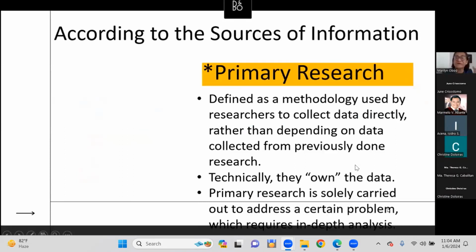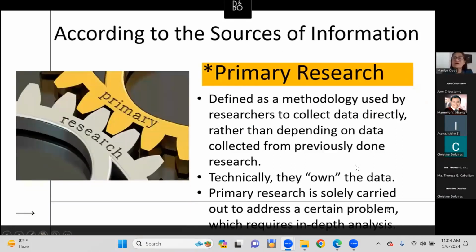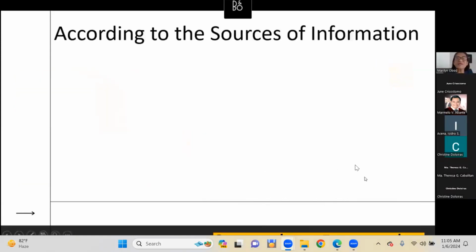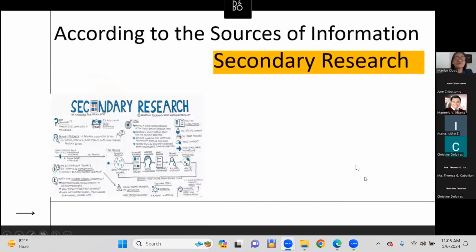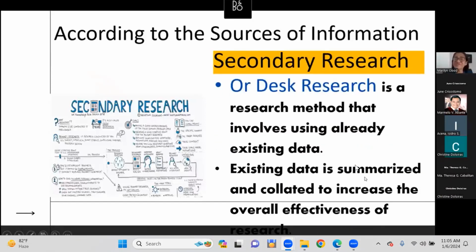So yung sinasabi kanina, primary research. Okay? Technically, the researcher own the data. Okay? So that's why you give questionnaire. You want to gather the data so that if others will gather data next year, that's different. Okay? Even if they use the same questionnaire. Okay? While secondary research, ayan, or desk research, okay, method that involves using already existing data, and that's why we call it secondary, coming from a source.